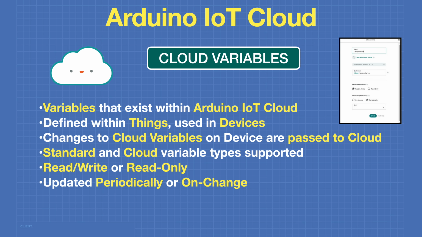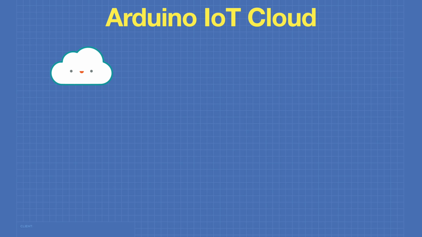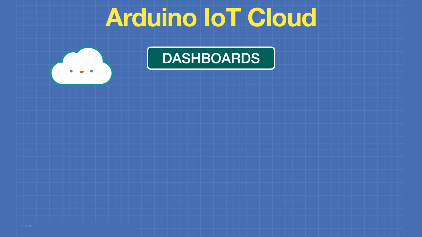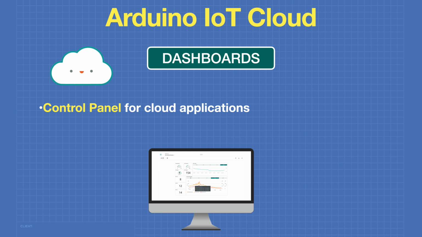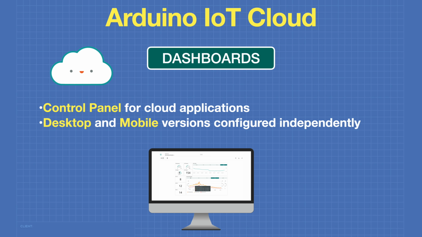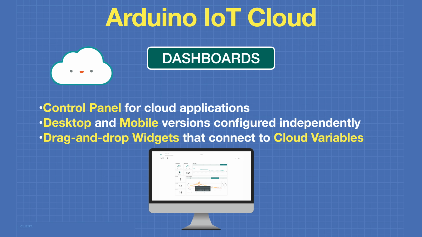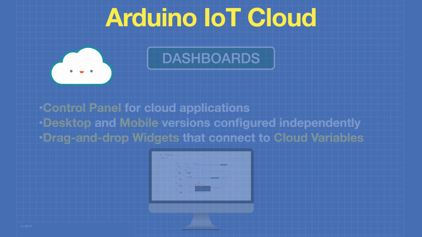You can update the value in your cloud variables periodically, or you can set them to update every time a value changes. Another key concept of the Arduino IoT Cloud is dashboards. Dashboards are your control panel for your cloud applications. There are desktop and mobile versions of the dashboard, and you can configure them independently. Dashboards are very easy to use. They employ drag and drop widgets, and these widgets connect to cloud variables.